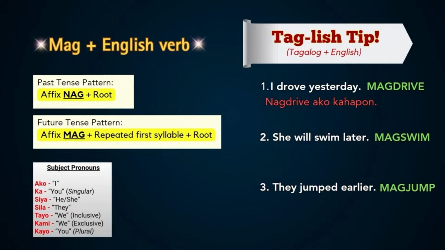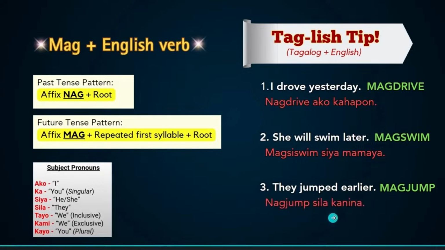Alrighty, for number 2, she will swim later. If I told you to use MAG swim, it would be magsiswim siya mamaya. So again, for the future tense conjugation of a MAG verb, it's MAG plus the repeated first syllable plus the root. Magsiswim siya mamaya. She will swim later. Lastly, they jumped earlier. If I told you to use MAG jump, it would be nagjump sila kanina. The affix is nag, then it's the root for a past tense conjugation of MAG verbs.